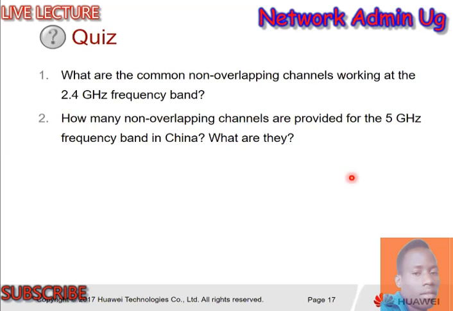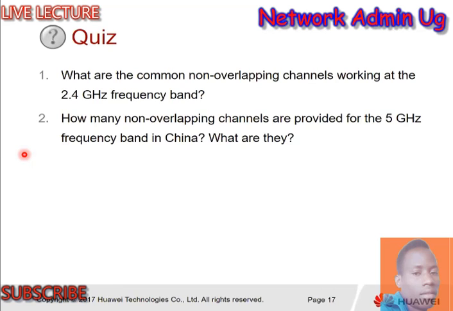Yes, Nasa. Nasa, you can unmute yourself from that side. 1, 6, and 11. Okay, there are 3 channels. There is channel 1, there is channel 11, and also there is channel 6. Yes, that's right.